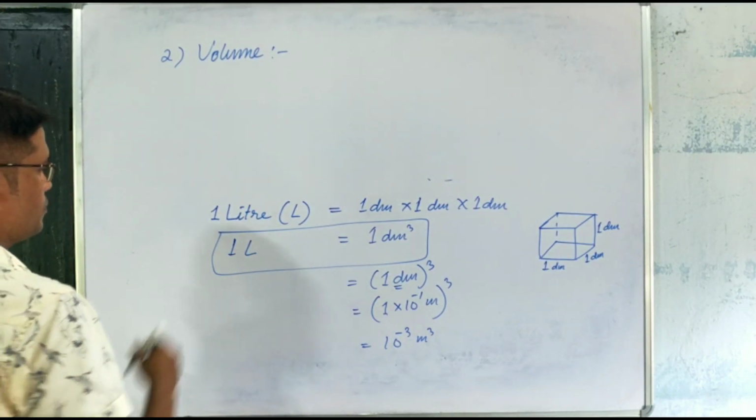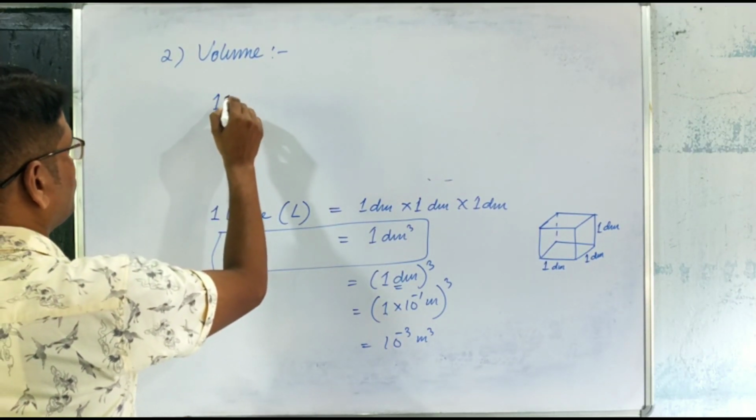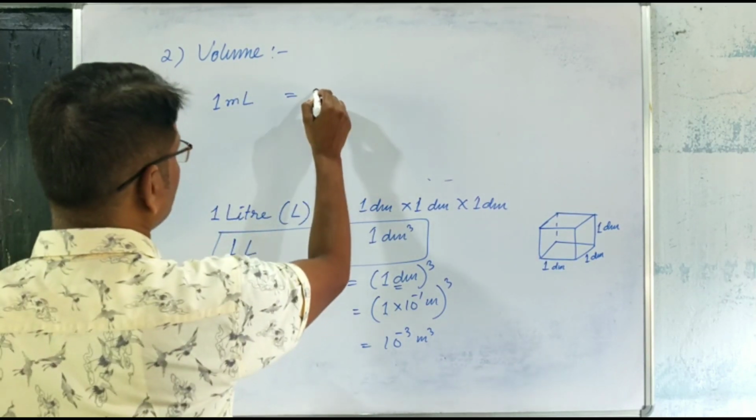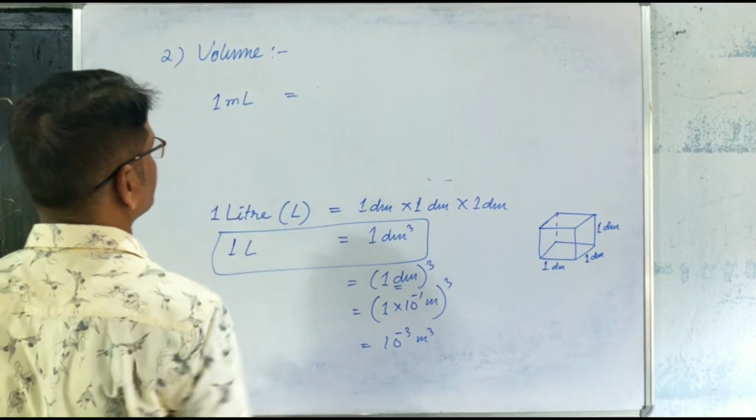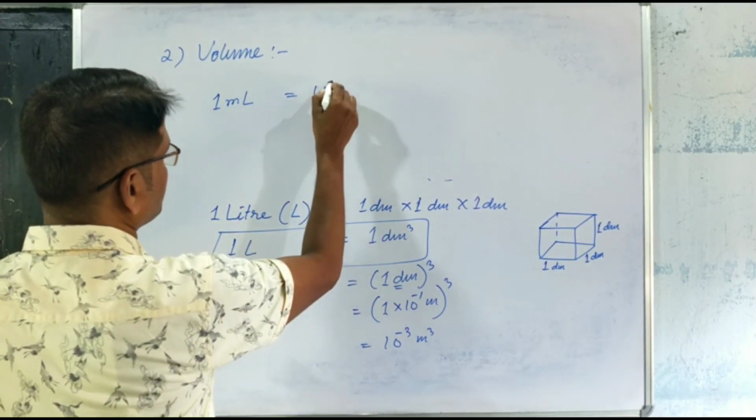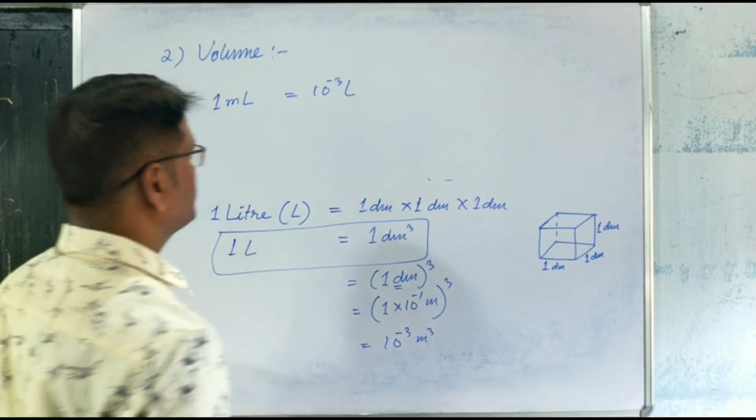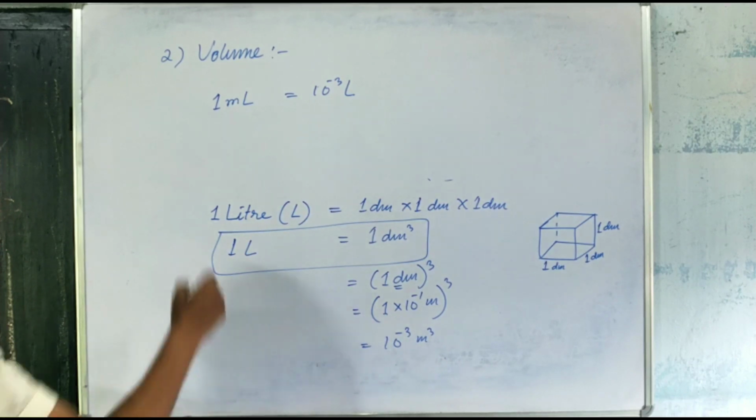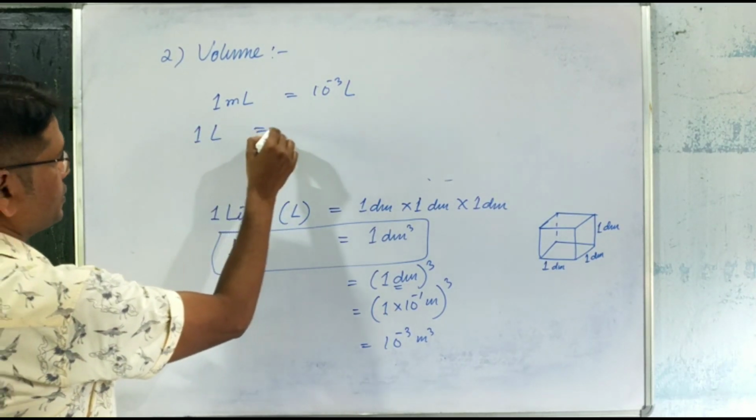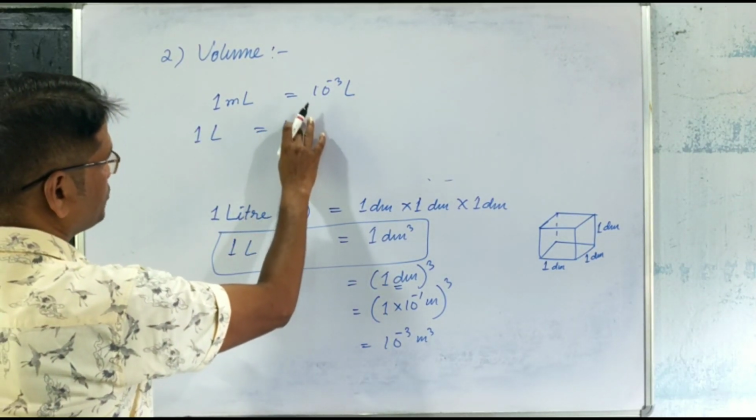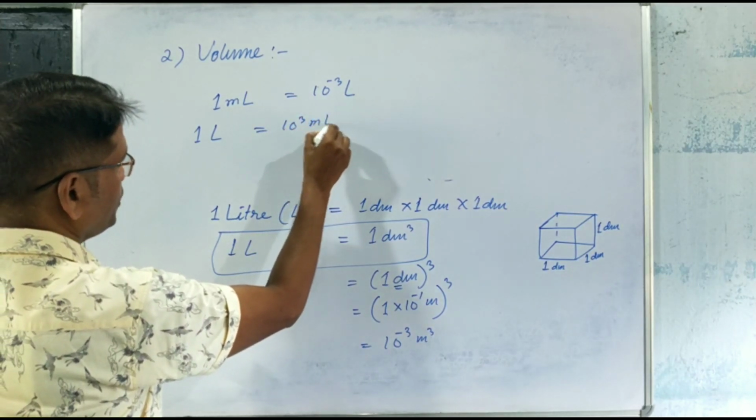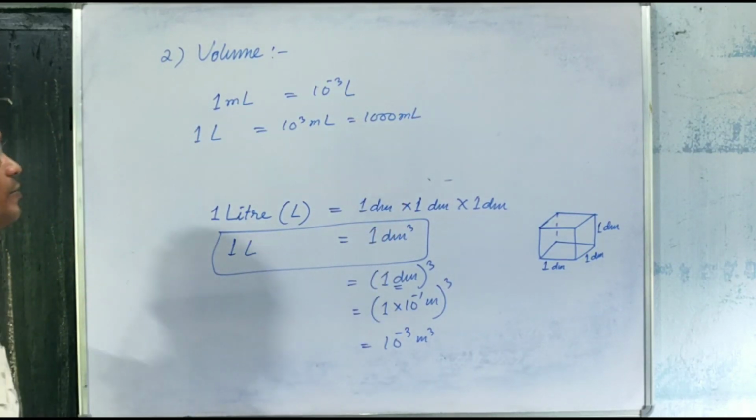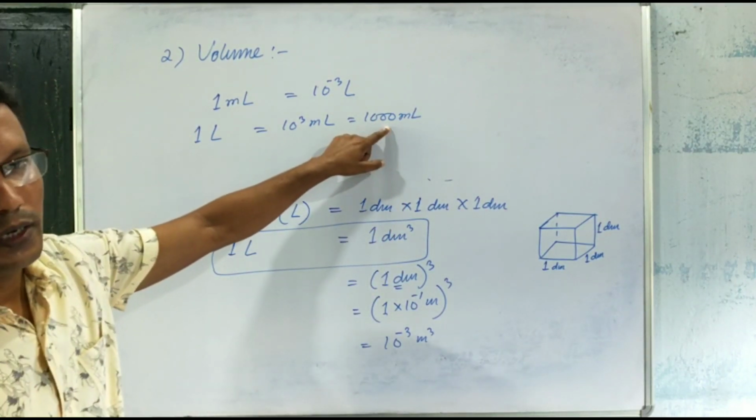Again, 1 milliliter. 1 milliliter is equal to, milli means what? 10 to the power minus 3 liter. 1 milliliter is equal to 10 to the power minus 3 liter. Or we can write 1 liter is equal to 10 cube milliliter. That means 1000 milliliter. 1 liter is equal to 1000 milliliter.